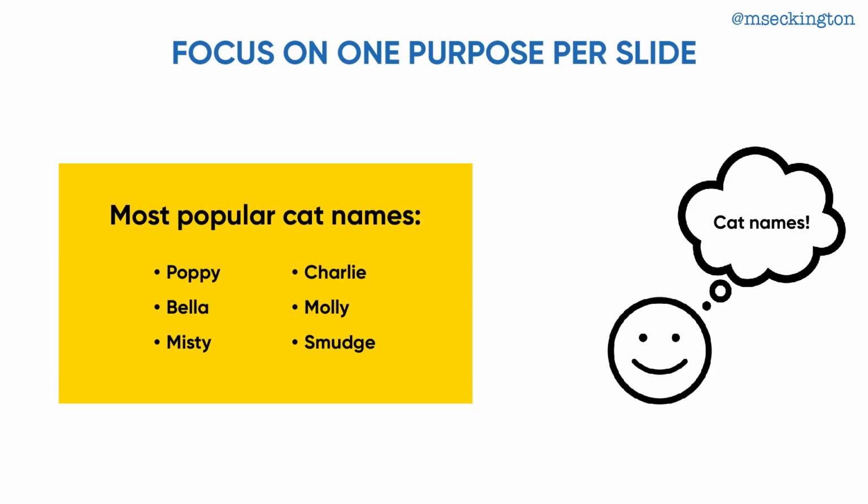Now, I'm not saying you shouldn't be using bullet points at all, but use them to support the specific purpose of your slide. So, for instance, in this example, they're used to list a set of names that belong together. So all the information together is what makes it relevant.